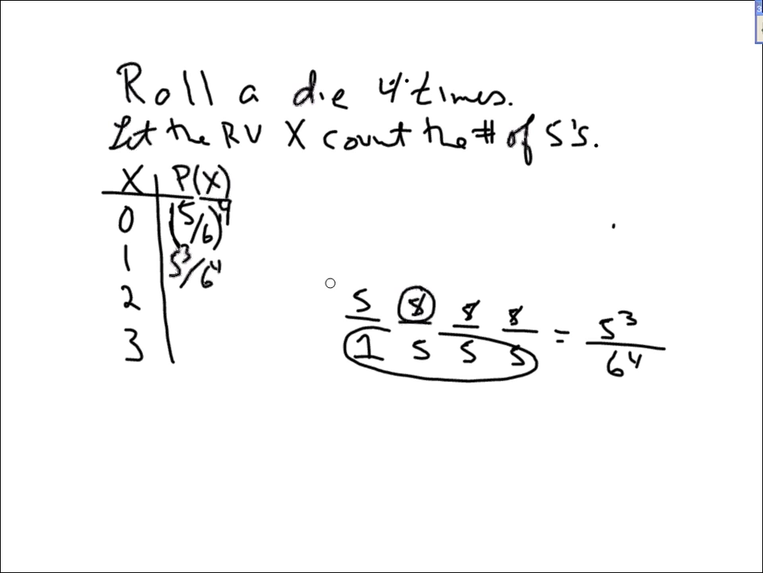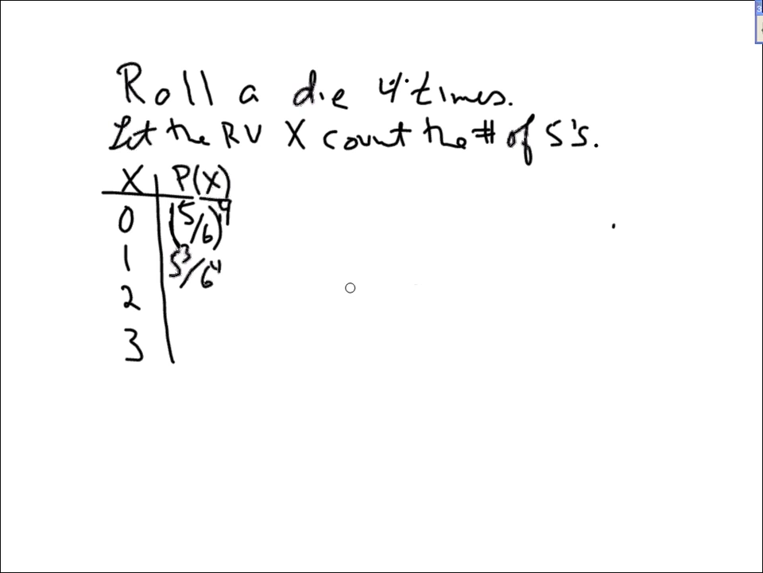I'm going to do the last one next. 3 fives. Oh, if you're rolling a die 4 times, you might actually get 4 fives. So, what if we want 2 fives?